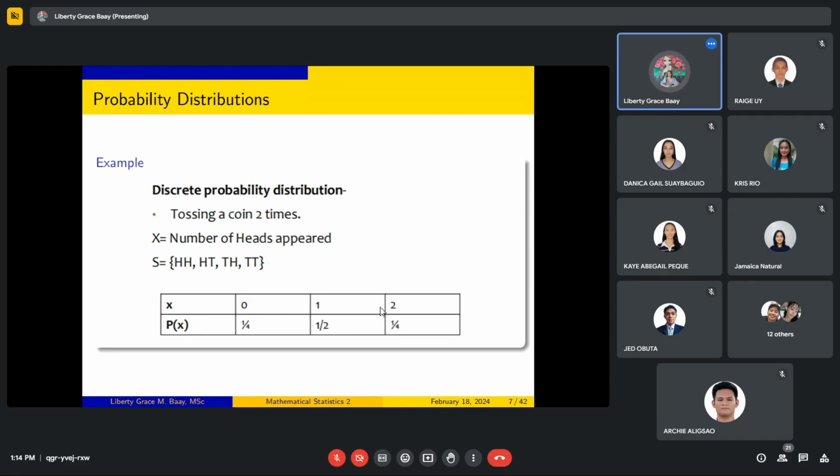And the last one, when our x is equal to 2, which means duha ka heads ang ni-appear. So, haman diri class, kini unang outcome, di ba? So, we have 1/4. So, the probability of x when it is equal to 2 is equal to 1/4. And when you are going to add kini 1/4 plus 1/2 plus 1/4, that is equal to 1.